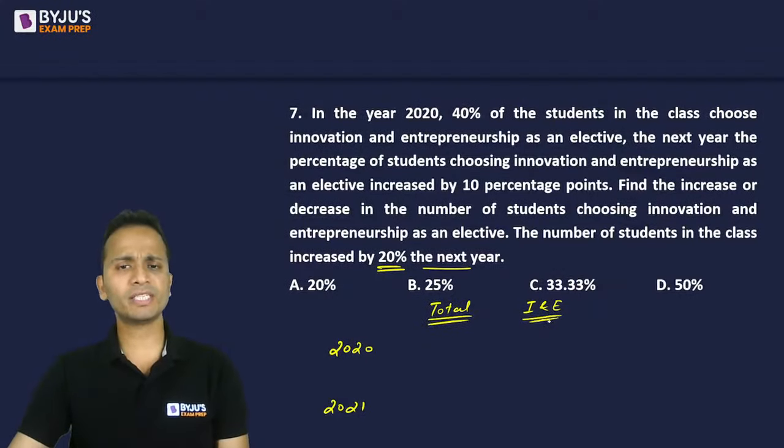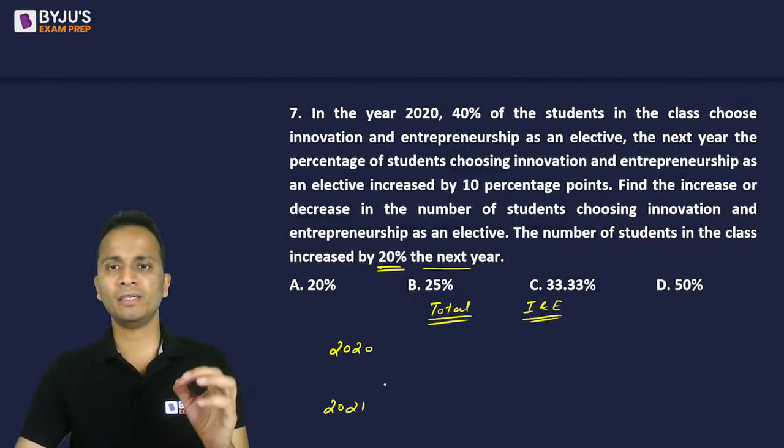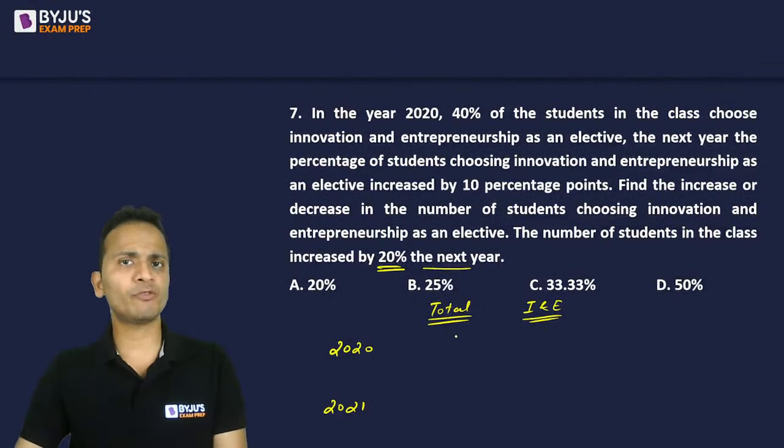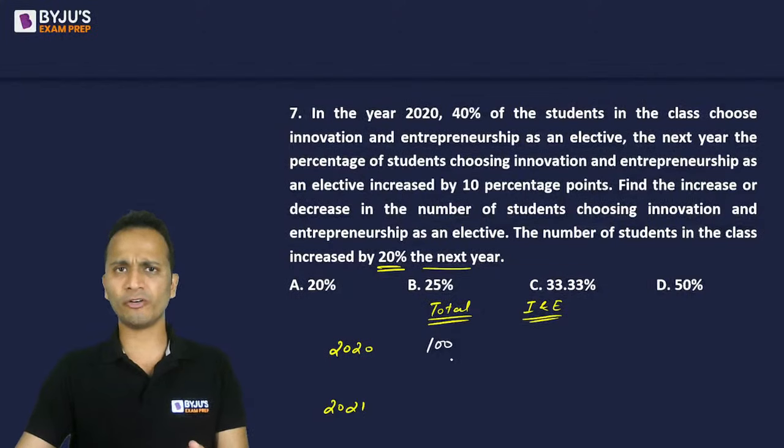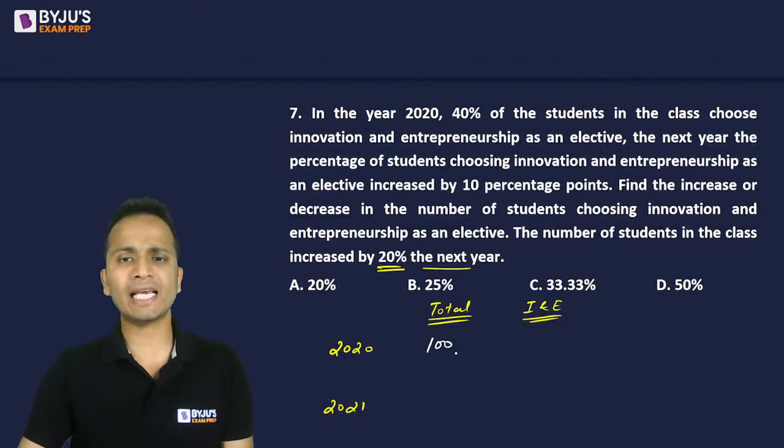So I have 2 years data, 2020 and 2021. There is the total number of students which they are talking about, and also the number of students who have selected innovation and entrepreneurship as their elective. Fine. Now I'll start by assuming the total number of students in the first year as 100. You can take it as 100x as well.